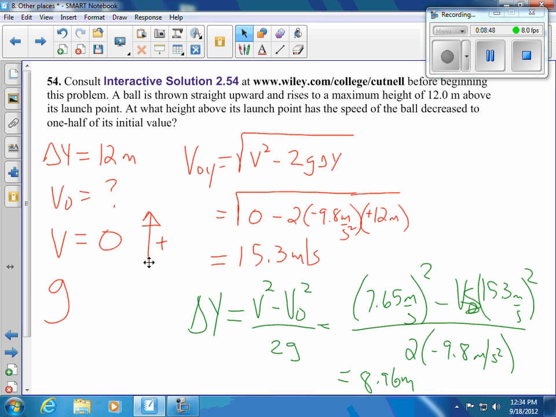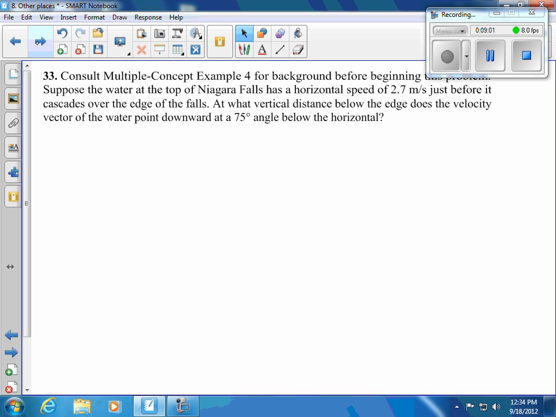You might wonder why 8.96 is more than half of the 12 meters high, and that is because on average, the first half of the journey, it's going faster, so it ends up going farther in the first half of the journey. So 8.96 meters.